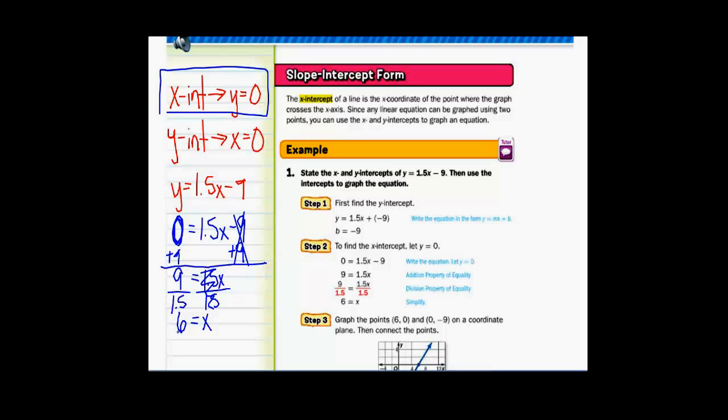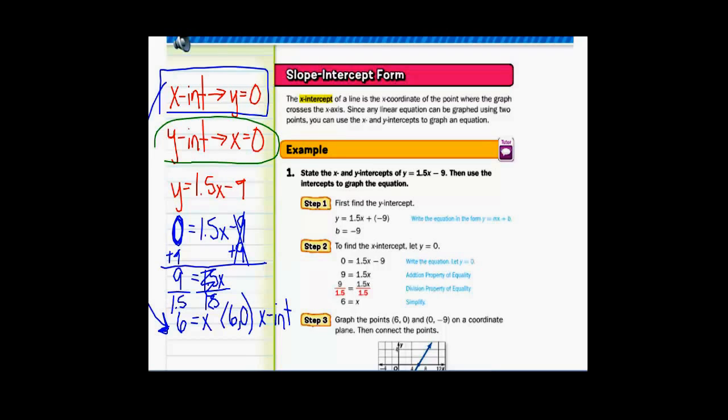So the x-intercept is what we found right here. X-intercept is 6. So what are the coordinates of that? If we know that x is 6, what do we put in for y? A 0. So that is my x-intercept. X-intercept is 6, 0.